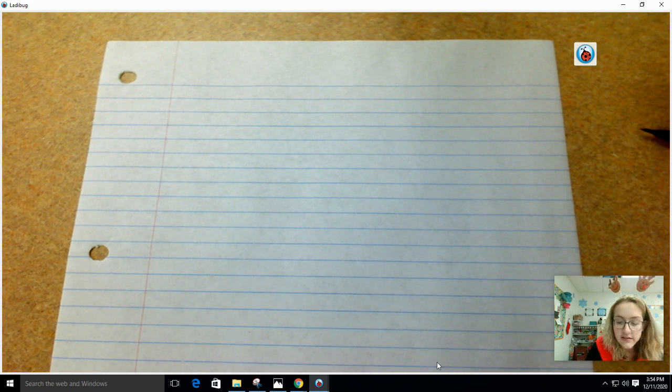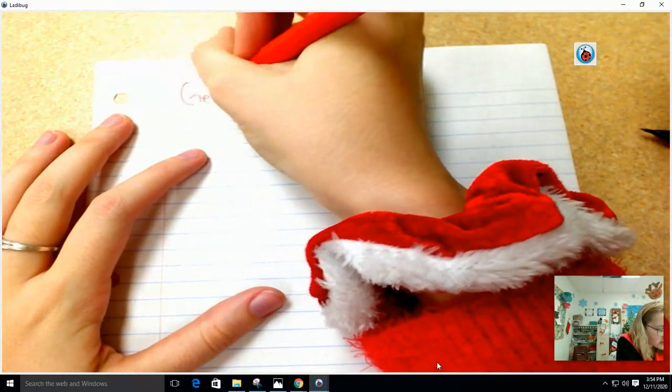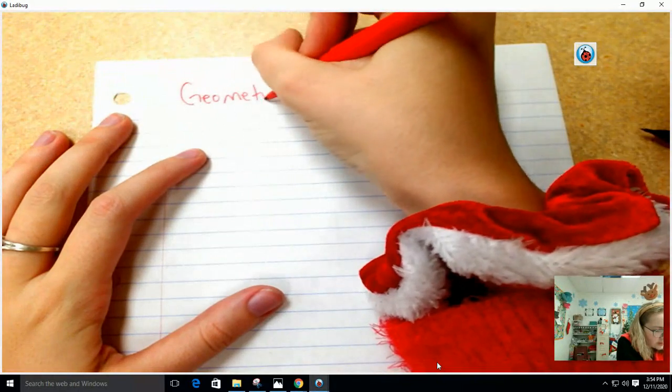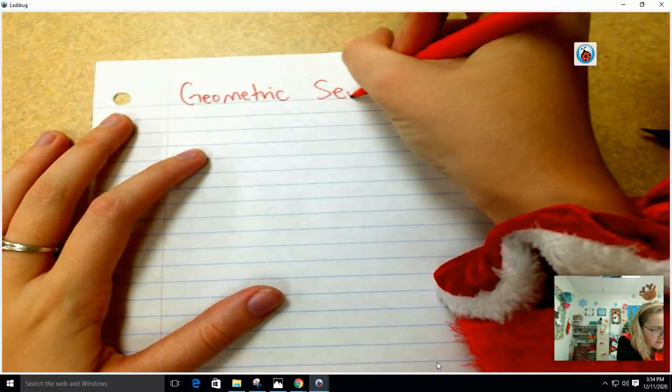Winter break. So today we are going to finish up our last learning target of this unit, and our learning target is that we will learn how to find sums of geometric series. So this is just a continuation of what we started with the arithmetic series.